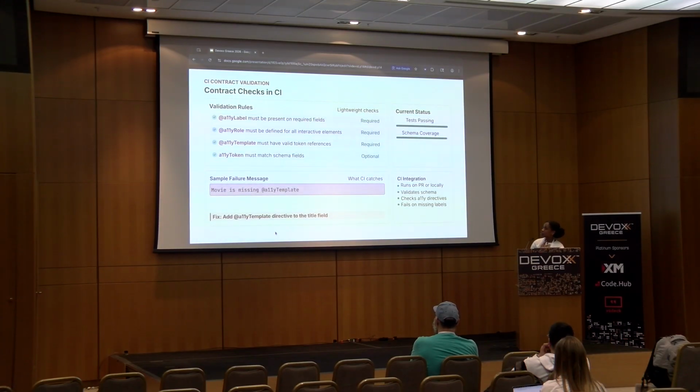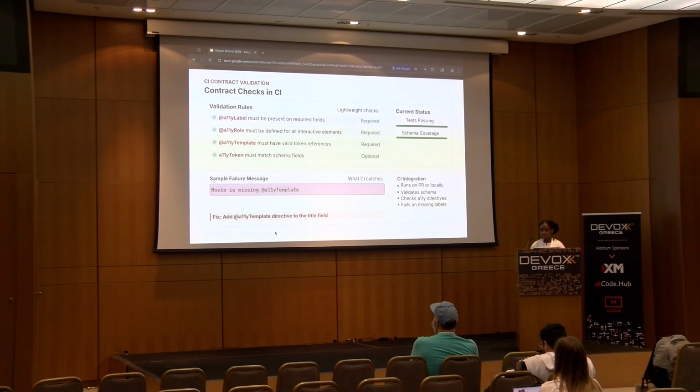So you have some validation rules. In the first three, labels, role, and template are required. The token can be marked as optional, since it's just another way to add flexibility to an attribute. But you have a failure message, so you know exactly what needs to be added. You have a fix, and then you want all your tests to pass and have your schema coverage be as high as possible. With the CI integration, you can run it on your PRs or locally.